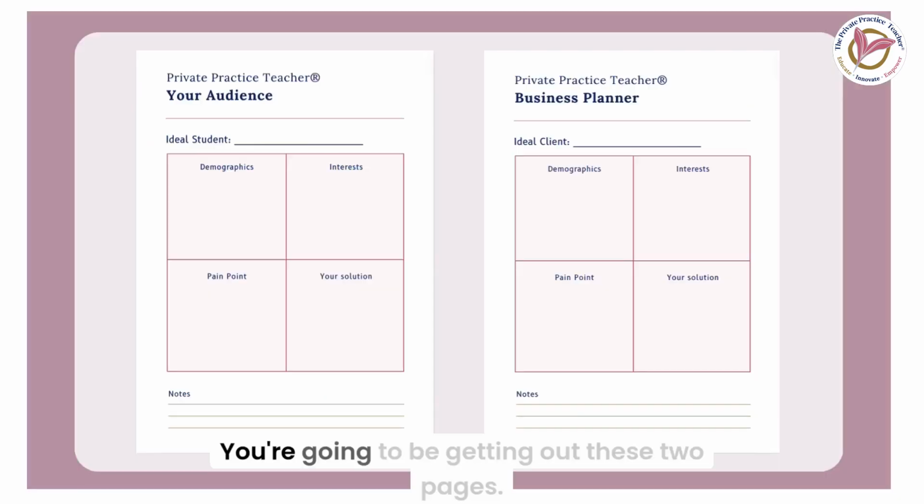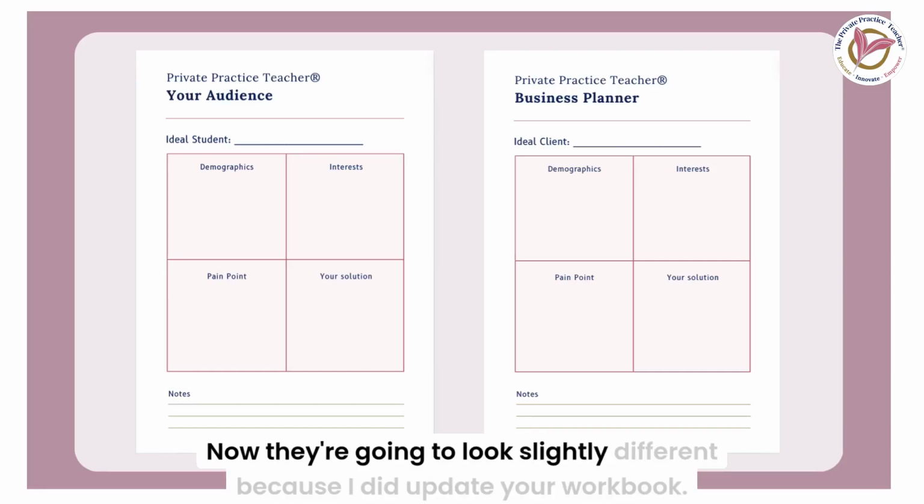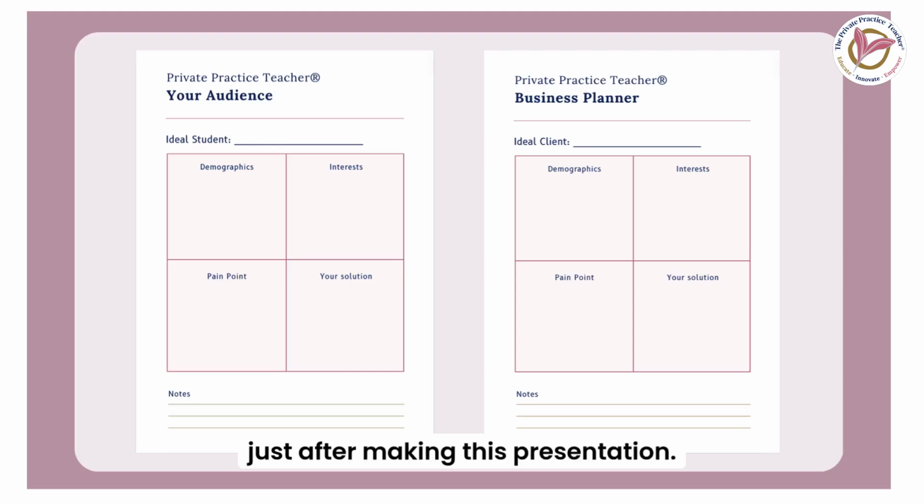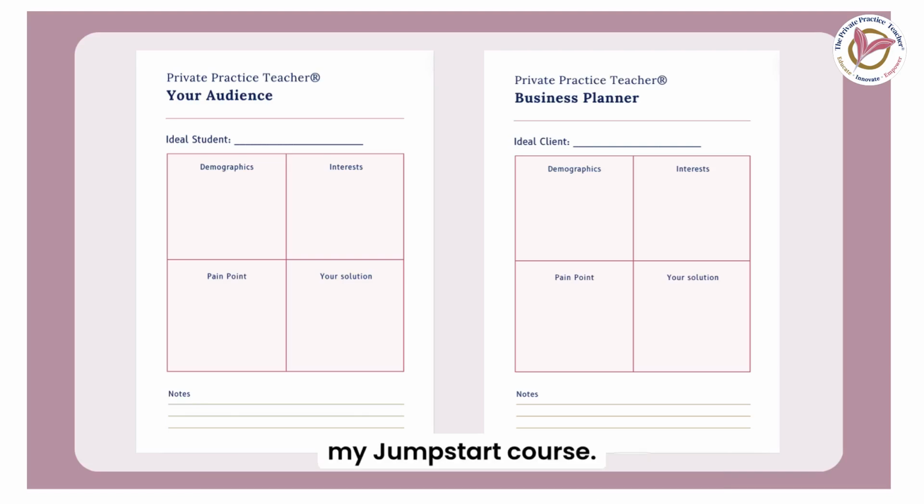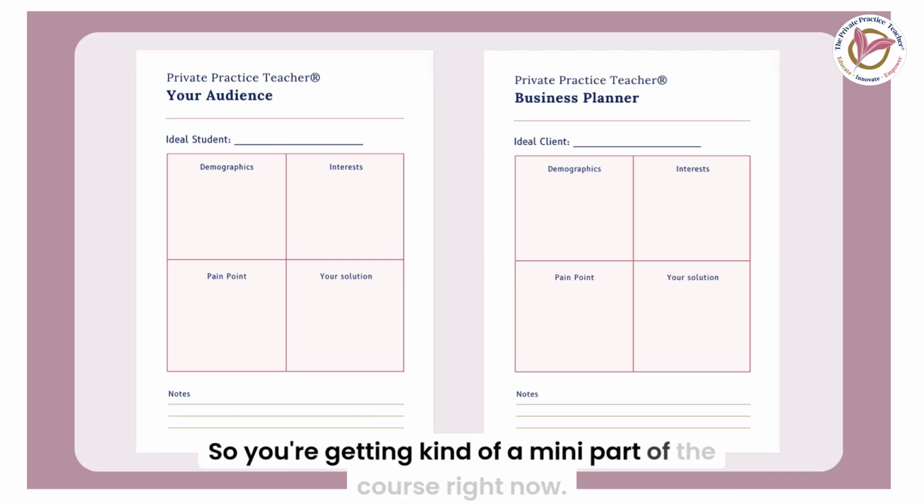All right, so now we're getting into your stuff. Identifying your audience. You're going to be getting out these 2 pages. Now they're going to look slightly different because I did update your workbook just after making this presentation. So yours will say your audience on each. But the reason that they're slightly different is because I took this right out of my Jumpstart course. So you're getting kind of a mini part of the course right now.